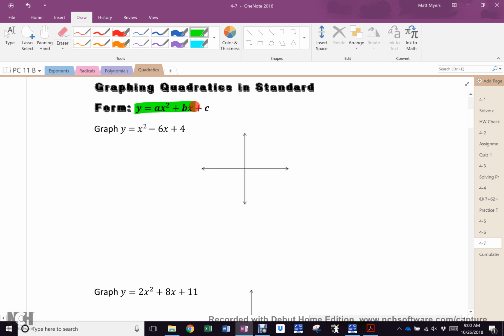Please notice we are on our second of 2 forms. Our first form was vertex form, yes? Right?